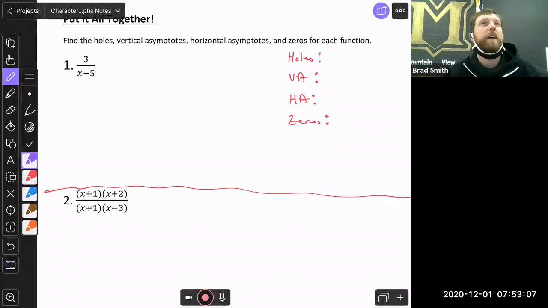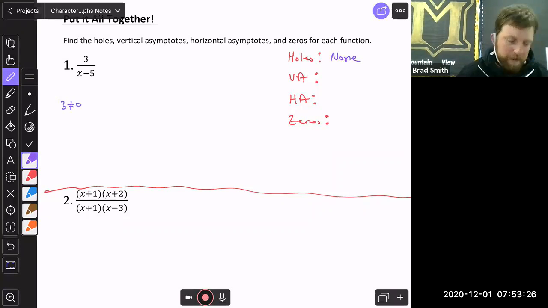So let's look at it. First of all, can I factor anything? No. So if I can't factor anything, is there anything I can cancel? No. So I have no holes. There's nothing canceled. Okay. Now let's look at the numerator. 3 cannot equal 0, right? So I don't have any x value up top that'll make the top 0, so no zeros up top. So I don't have any zeros at all.